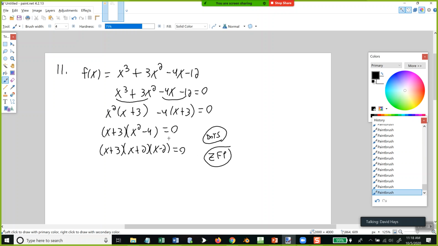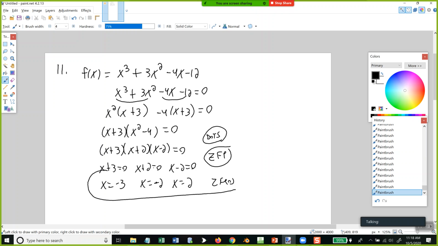And zero factor property, you get 0 on one side, you factor the other side, you say each factor equal to 0. So I got x plus 3 equal to 0, x plus 2 equals 0, x minus 2 equals 0, which gives us negative 3, negative 2, and positive 2. And those will be our zeros.